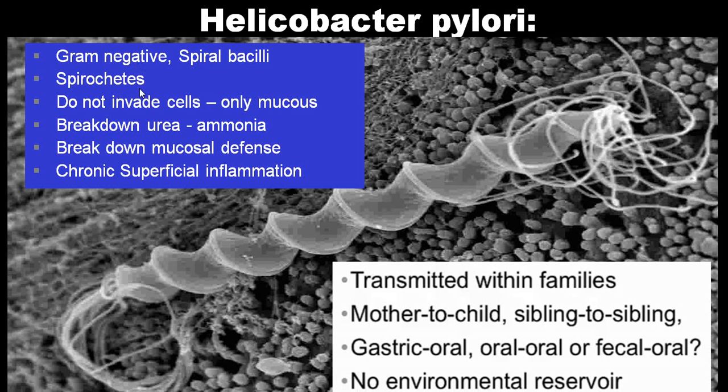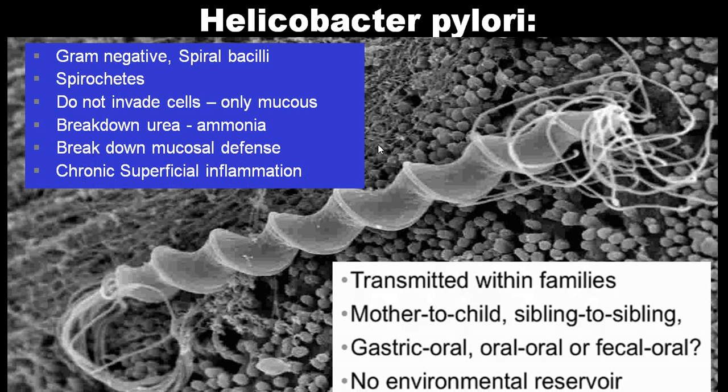So, gram-negative, being a spiral, it is called a spirochete. It does not invade the cell, but only invades the mucous membrane. It breaks down the urea into ammonia, and because of this it reduces the acidic pH, breaks down the mucosal defense mechanism, and produces chronic superficial inflammation.